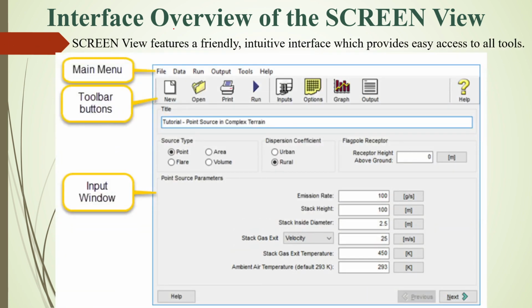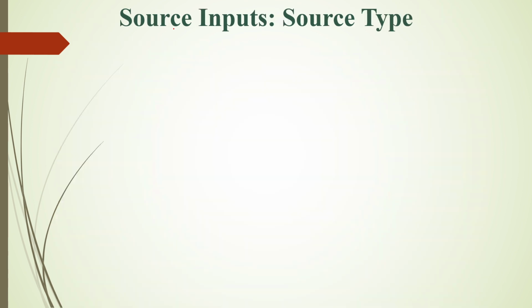Now we have to look at the interface of ScreenView. So you can see the menu bar, toolbar buttons and input windows: the source type, dispersion coefficient, flagpole receptor and the point source parameters. One by one I will discuss the input windows.